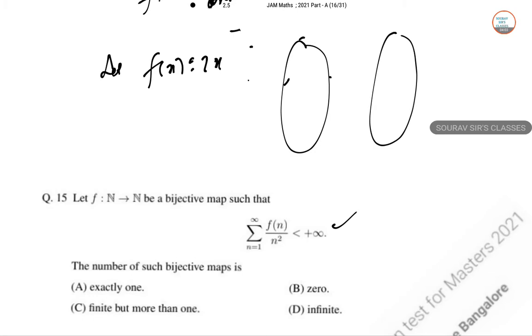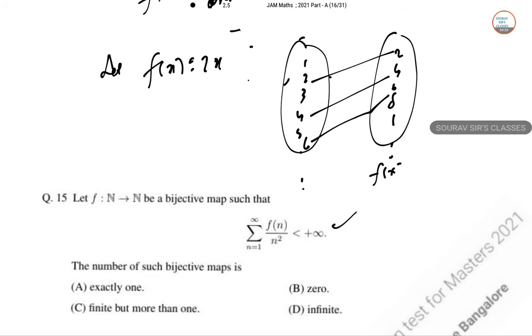If I just draw it, 1 2 3 4 5 6 maybe, and 2 4 6 8 in that way if we proceed. So 2 comes with 2, 4 with 4, so only these numbers are coming. So this is not true. So f(x) equal to x plus 1. Here the summation of f(n) by n squared is less than plus infinity, and anyway this is a convergent series.